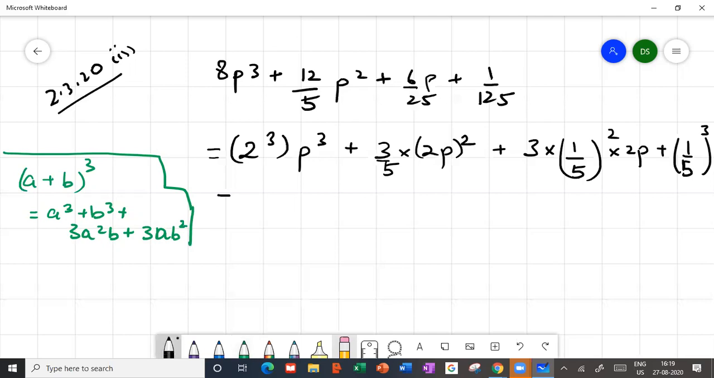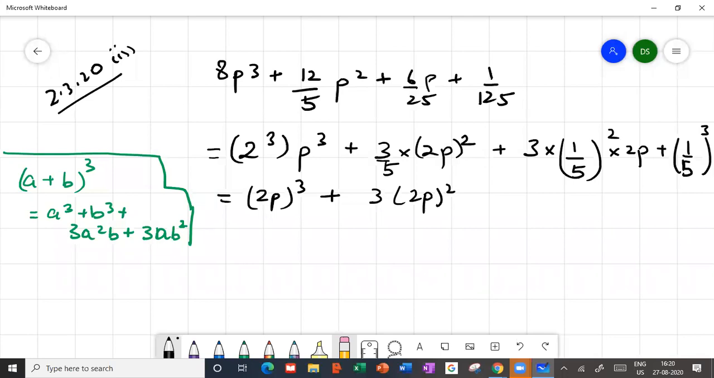So I did a different method also, where I took 1 by 125 as common. How will you take it as common? You should get the same factor then. What are you getting the factor as? Miss, I'm getting 1 by 125 into 10p plus 1 whole cube.